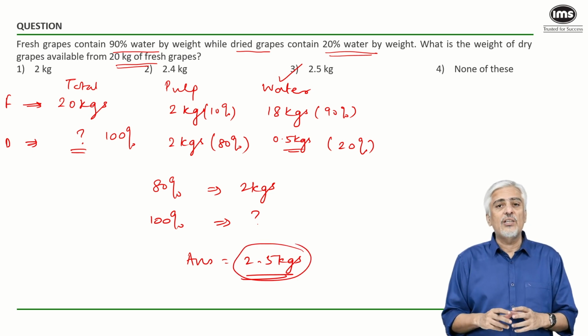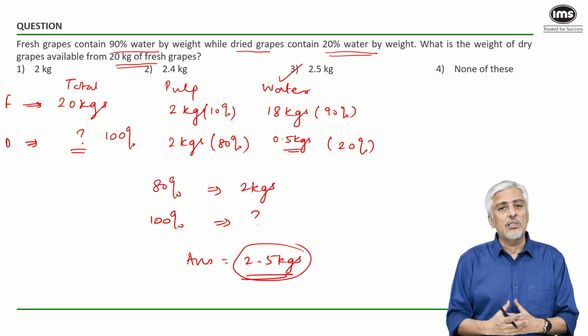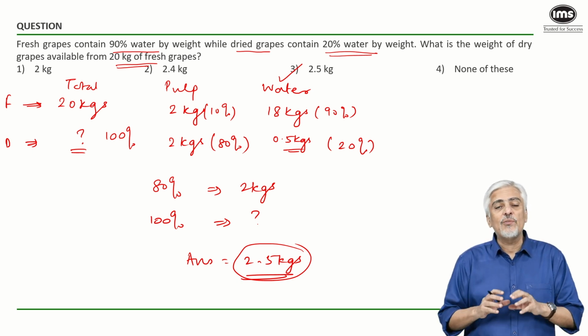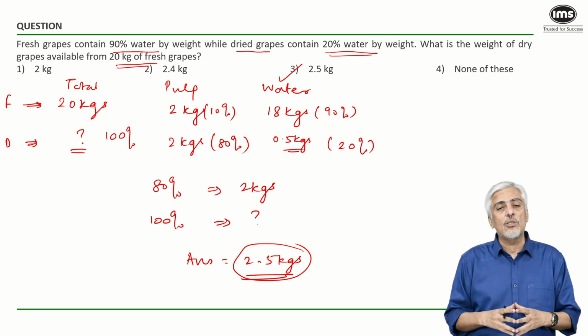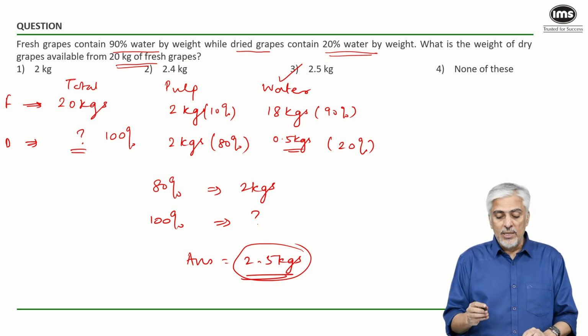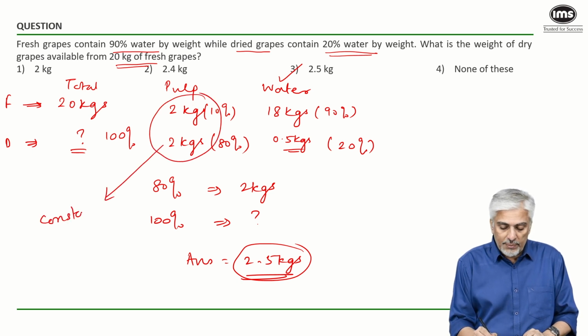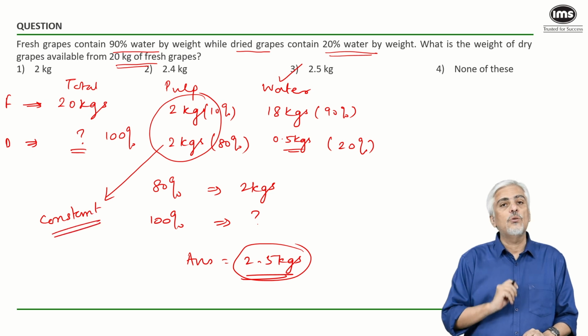Very interesting question. A very similar question in CAT was asked on watermelon, drying of a watermelon. Exactly same thing. Remember, whenever you're drying something, the whole concept from fresh, if you're making it into dried grapes or something, the quantity of pulp will remain the same. And that is very important. This pulp will remain constant, and that concept is very important.